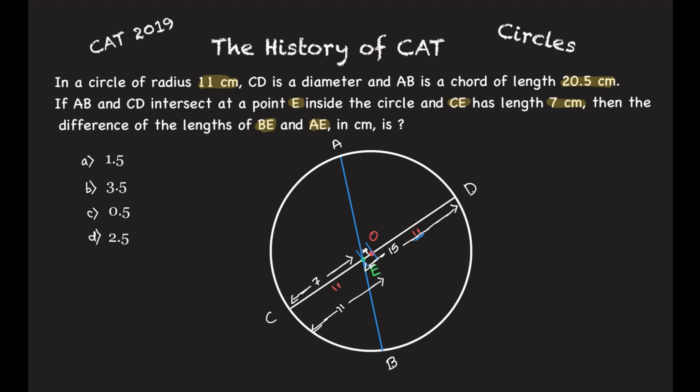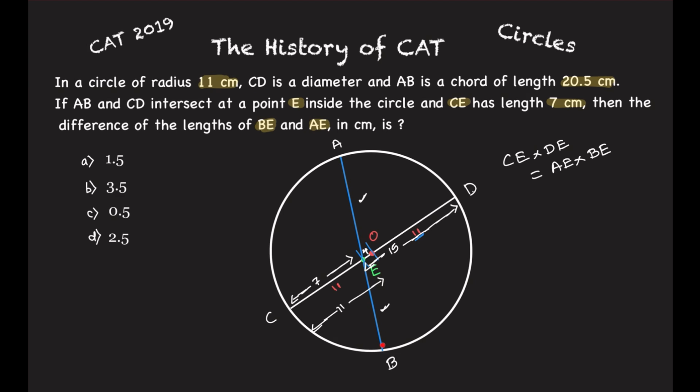And what am I supposed to find here? Find the difference of the lengths of BE and AE. So what all do I know and what am I supposed to find out? Let's start. We use the property of two chords. What do we know from this? CE into DE is equal to AE into BE. This is the property that you need to know, which is covered in the basics class of Storyboard. CE into ED is equal to AE into EB.